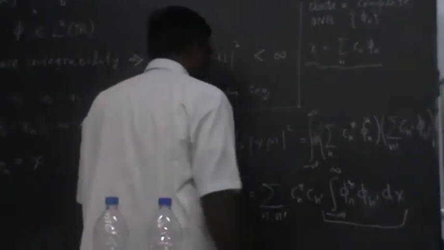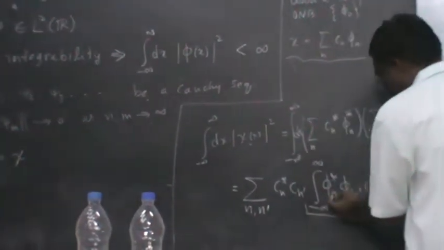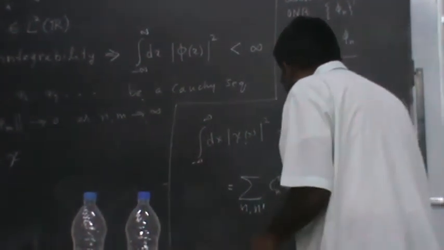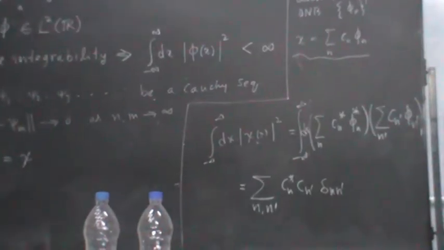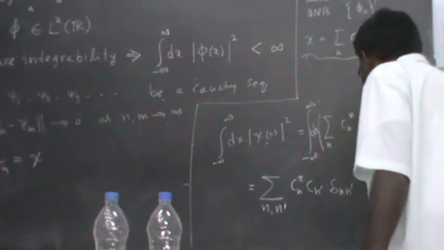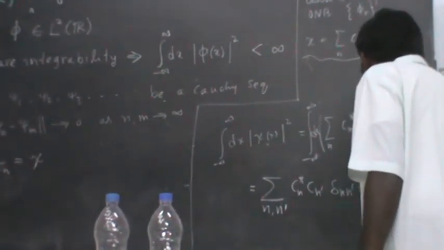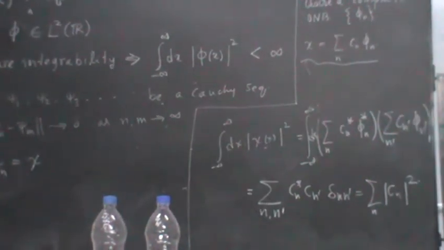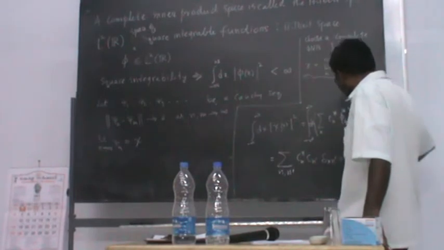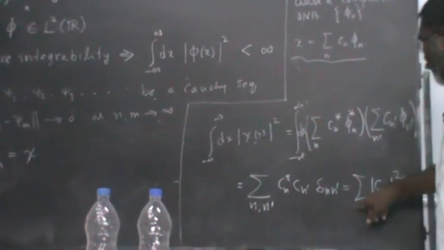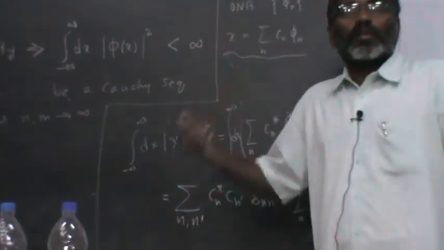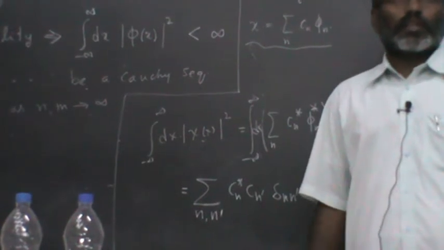But you know, I have talked about orthonormality. Orthonormality means this will be delta n n prime. So this is an orthonormal basis, and the sum is valid only when n prime is equal to n. So this is equal to the sum over n of modulus of Cn squared. So the integral of mod phi of x whole squared is equal to the sum of modulus of Cn squared. Now, the sum of modulus of Cn squared for all n has to be equal to 1, or at least it has to be less than infinity, correct?